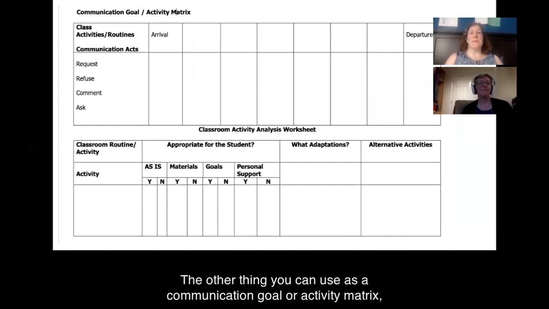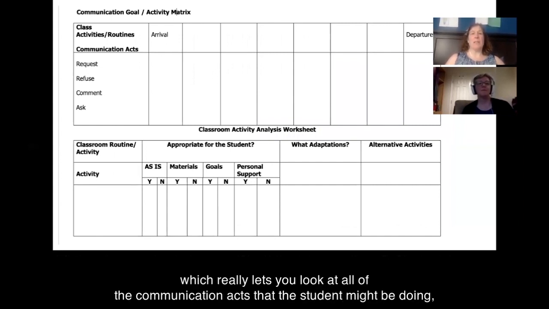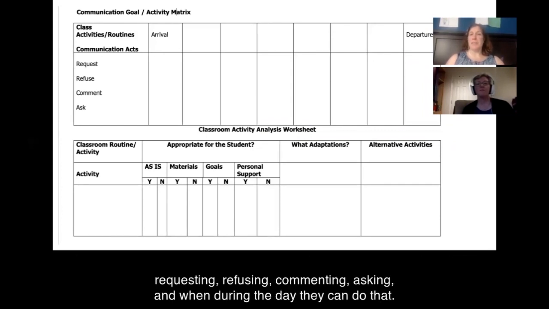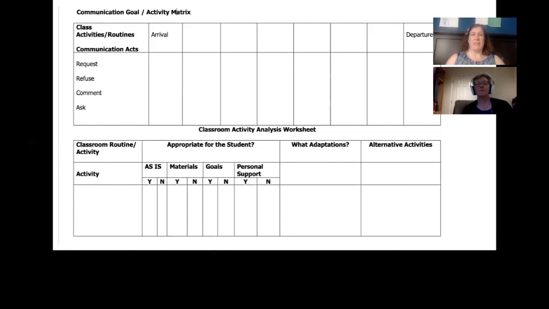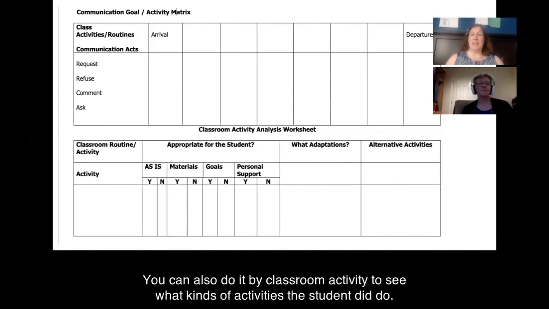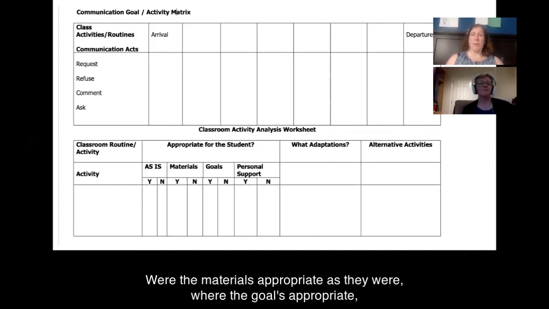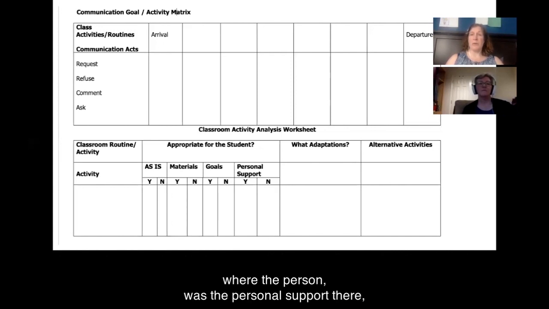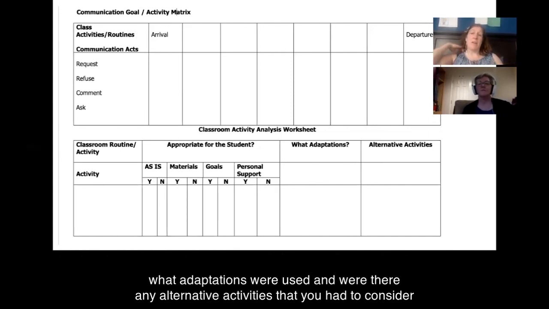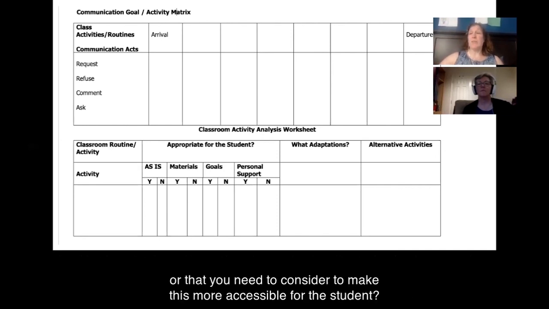The other thing you can use is a communication goal or activity matrix, which really lets you look at all of the communication acts that the student might be doing, requesting, refusing, commenting, asking, and when during the day they can do that. You can also do it by classroom activity to see what kinds of activities the student did do, and did they use the activity as it was? Were the materials appropriate as they were? Were the goals appropriate? Was the personal support there? What adaptations were used? And were there any alternative activities that you had to consider or that you need to consider to make this more accessible for the student?